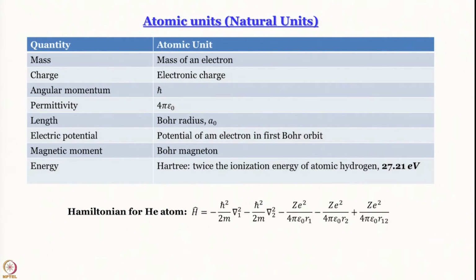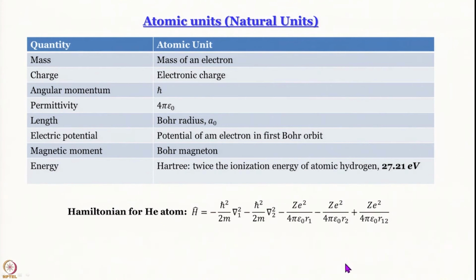So, what I will do is start from this Hamiltonian for helium atom, and I will write it in atomic units. What will happen? All the h cross square will become 1, all the m's will become 1, because here m is mass of an electron. So, the first term and the second term, what will they become? Minus del 1 square minus del 2 square. What will the third term become? E is set to be 1, 4 pi epsilon 0 is 1. So, you are left with minus z by r1. Similarly, in the fourth term you are left with minus z by r2.